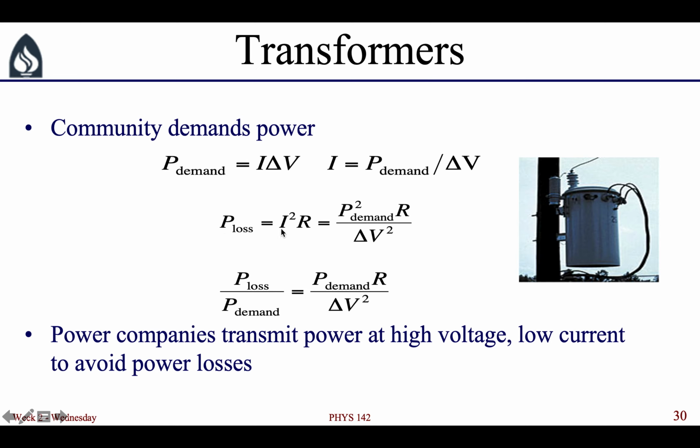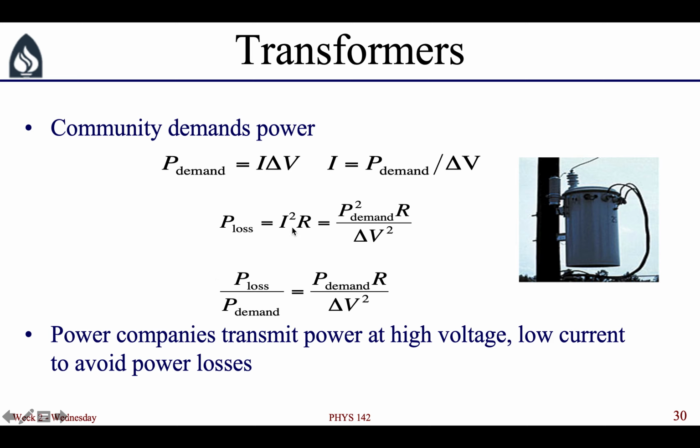And the lost power is equal to the current squared times the resistance of the wires that are used to transmit the power. So the current we found that we need is equal to the power demanded divided by delta V, so we can put that in for I, and then we can compute the ratio of the power that's lost over the power that is demanded. And we want this ratio to be as small as possible because then our transmission will be efficient.